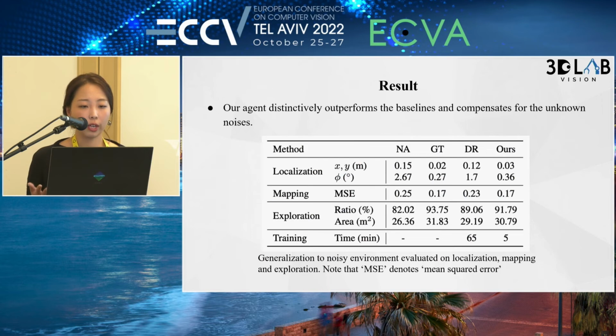But when we look at the result as shown in the table, our agent distinctively outperforms the two different baselines, no adaptation and domain randomization. And compared to the GT supervised model, it performs slightly worse, but our model still performs very well.